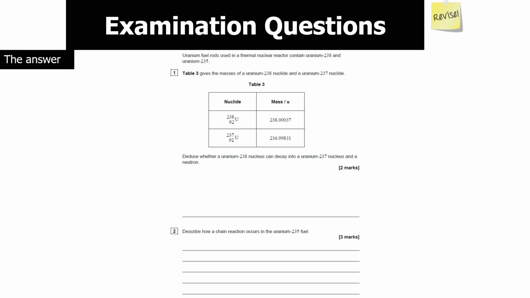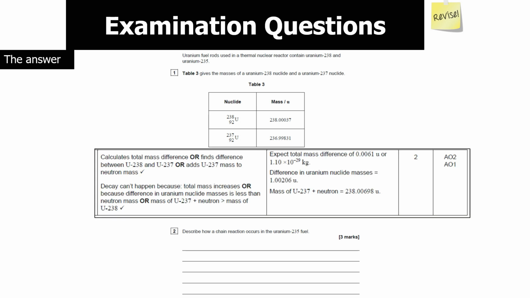Right, so how do you answer this first question? Well, you've got to understand that in a decay process, you have to lose mass ultimately, because some mass is converted into energy. So you find the mass of the uranium-238, and then the mass of the uranium-237 plus the mass of the neutron, which is given to you on the equation sheet. And then you notice that the decay cannot happen because actually the uranium-237 plus a neutron has a higher mass than the uranium-238. So therefore that decay cannot take place.